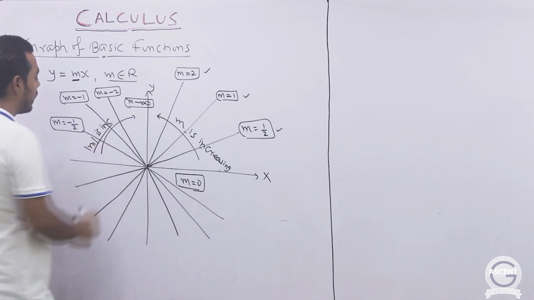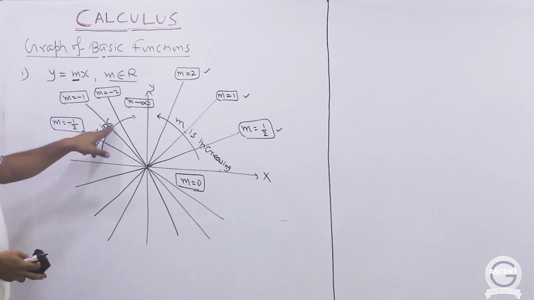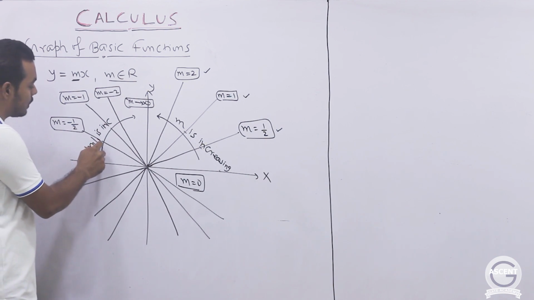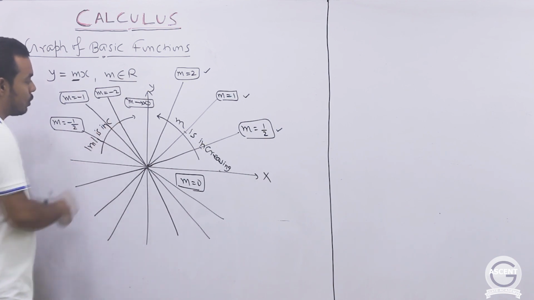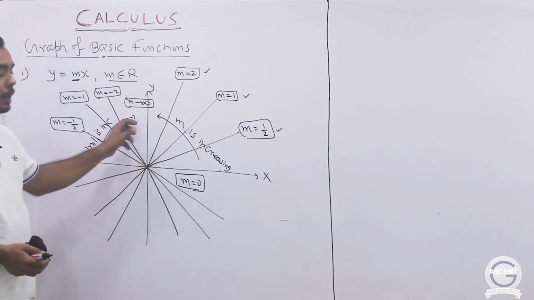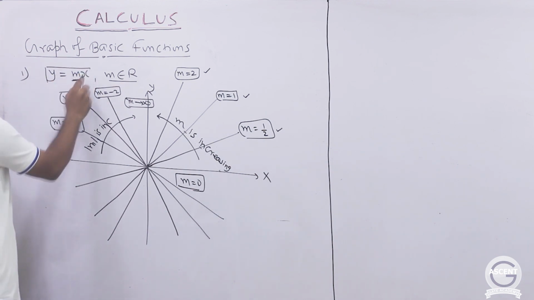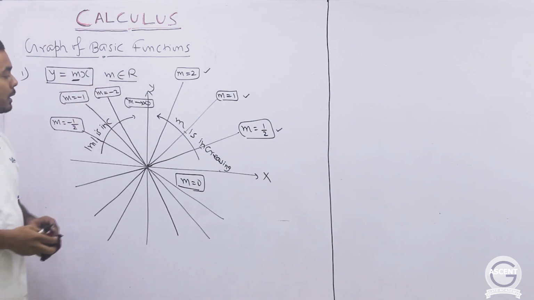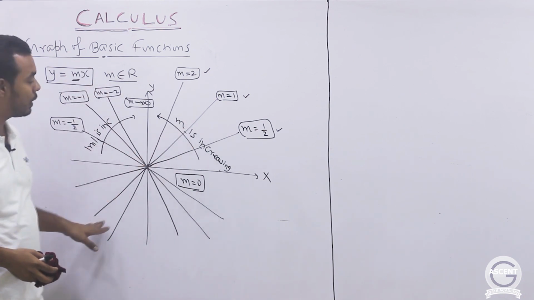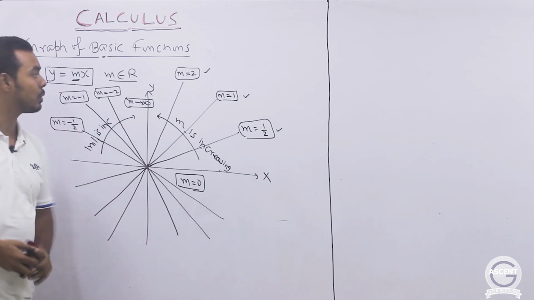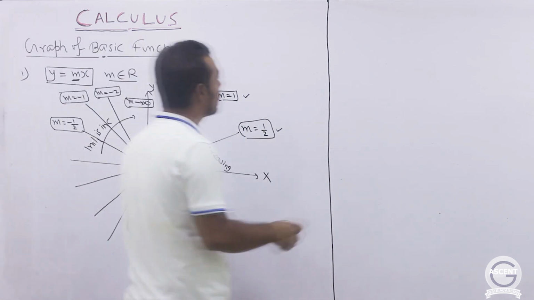Okay, so for a line close to this x-axis, slope will be 0, and as we move away from the x-axis and towards the y-axis, the magnitude of slope will be increasing. So this is all about our line y equals to mx. It will always be a straight line passing through origin. If slope is positive, then we'll have a line in first and third quadrant. If slope is negative, then we'll have a line in second and fourth quadrant. So this was our first graph.